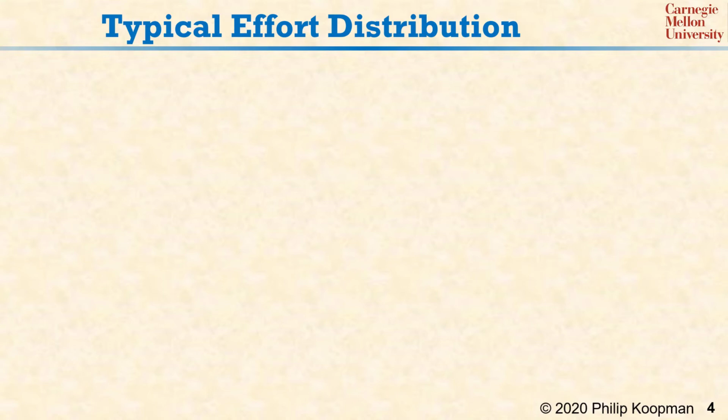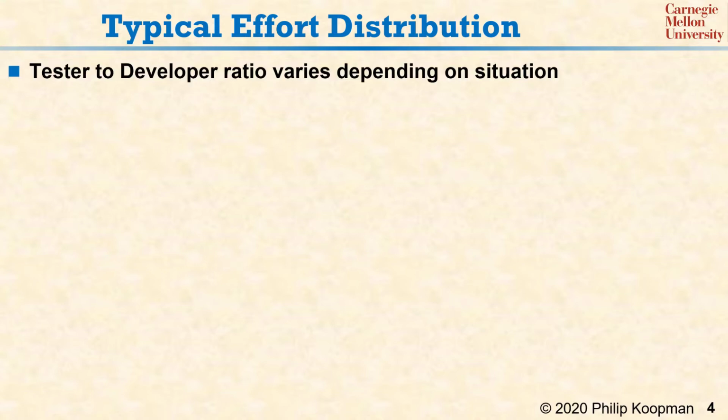The big question that is often asked is, given a certain number of developers, how many testers should you have? Numbers for this tester-to-developer ratio vary considerably and are specific to a particular organization and the type of software being developed. Nonetheless, there are some general trends that are apparent.